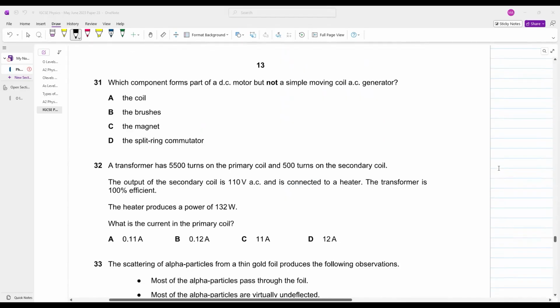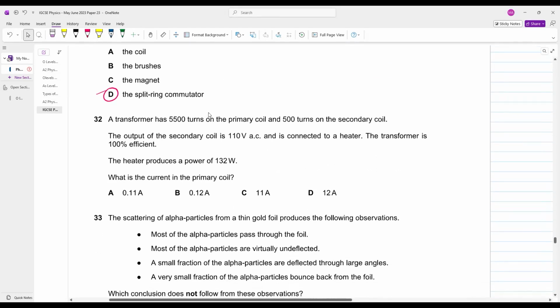Really camera shy. Which components form part of a DC motor but not part of an AC generator? In a DC motor, you have split ring commutators. D is your answer. A transformer has 5500 turns on the primary coil. This is NP. And 500 turns on the secondary coil. This is NS. The output of the secondary voltage is this. This is VS. And is connected to a heater. The heater produces a power of this.